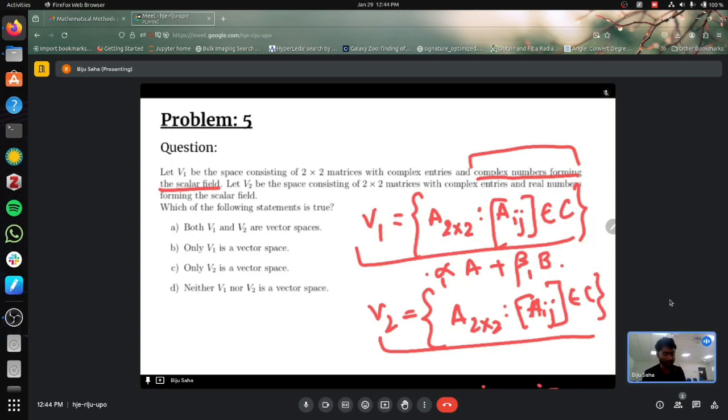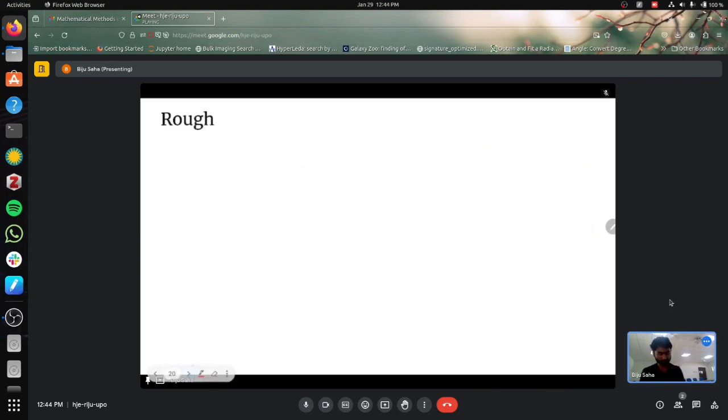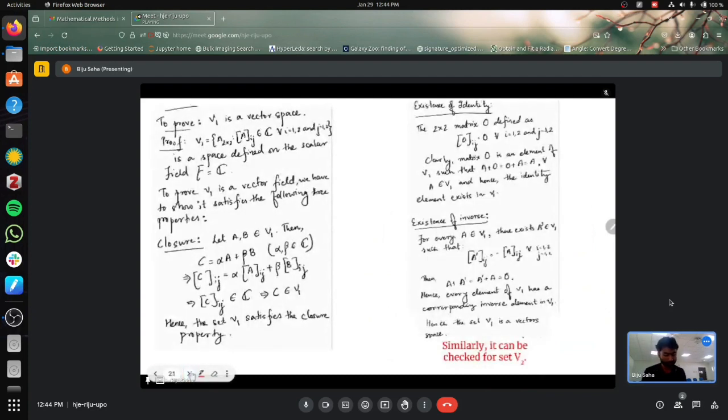So how is the situation going to change, whether introducing a new scalar field makes the set a vector space or not? That you can verify by checking all the criteria: the closure property, existence of inverse, and identity. By following that you can show whether they form a vector space or not. It has the same prescription, so you have to check closure, identity, and inverse. I'm not going into this detail.